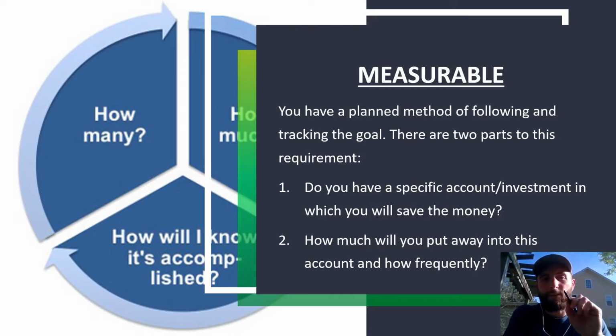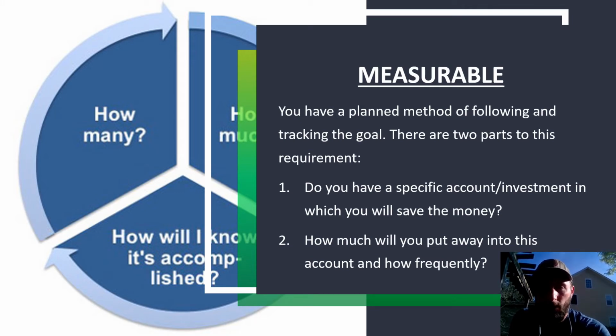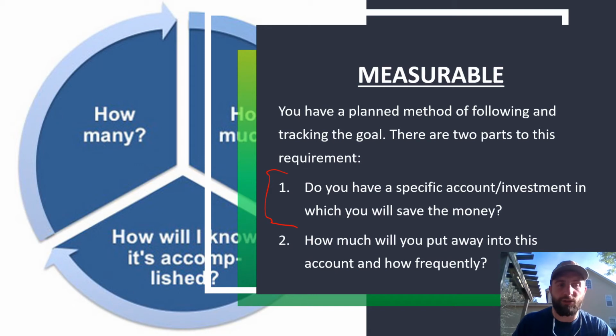The next aspect of a SMART goal is the M, which stands for measurable. This is one of the most important aspects of a SMART goal. Measurable refers to how you are going to track your progress towards meeting that goal. You want to have a planned method of following your progress there. There's really two parts to that requirement. Number one, do you have a specific account or investment in which you're going to save money towards meeting that goal? Maybe let's say you're talking about going on vacation.